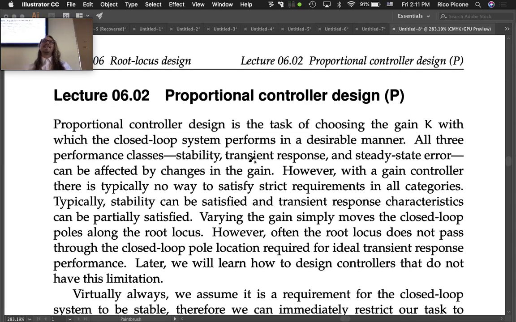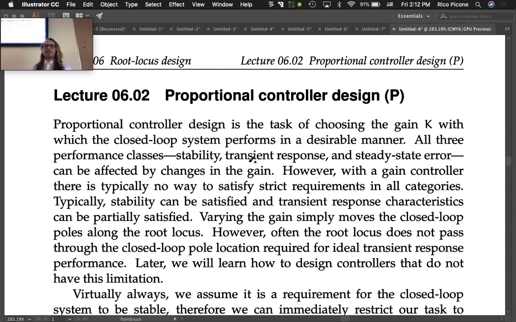Okay, so lecture 6.2, proportional controller design. P control. People don't usually call it P control, but we're going to call it PID control in a minute. So that's why we're going to use it. Proportional controller design is the task of choosing the gain K with which the closed loop system performs in a desirable manner. That's the goal of our design.